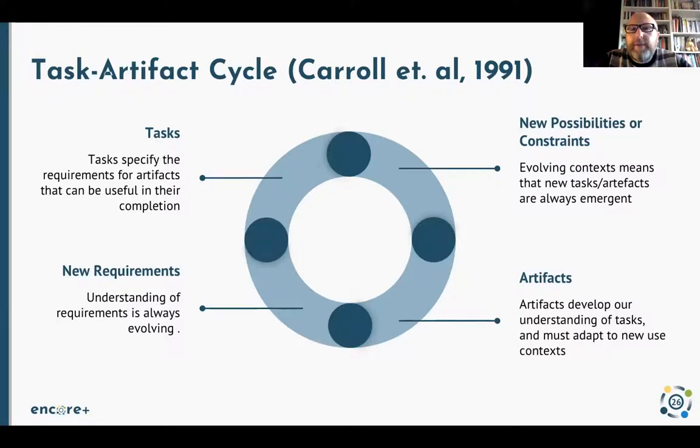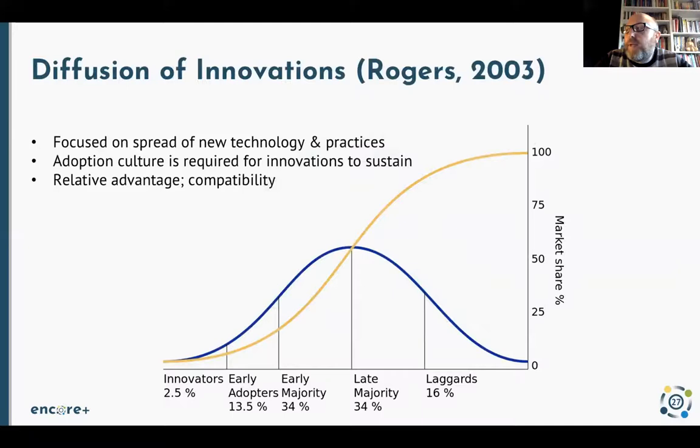And in a way, what we're trying to do with openness is to sort of capture those artifacts and make them shareable and usable by others. But this only gets you so far in understanding what's going on. Another influential theory of innovation is the diffusion of innovations.